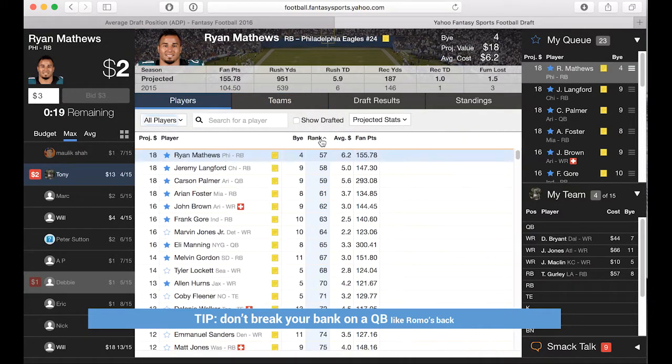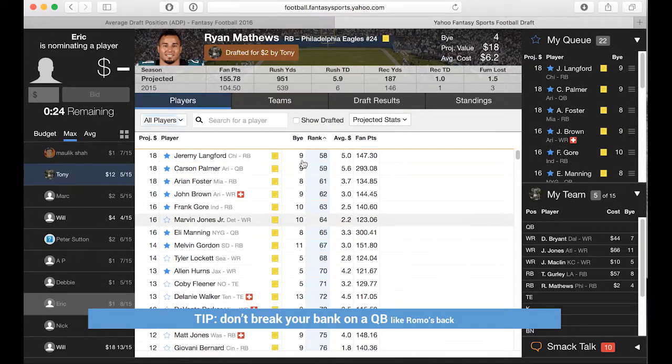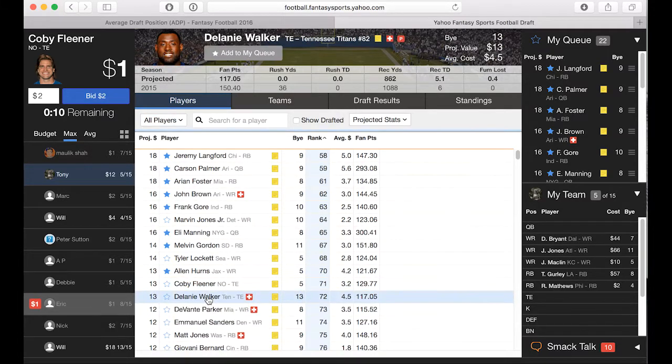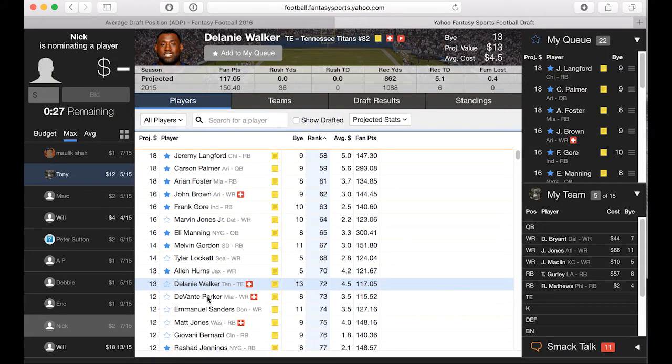There are a lot of deals to be had later in the draft, and if you're nominating QBs early on, you're getting other players to spend their money on QBs while you save your money for depth and wide receivers and running backs.